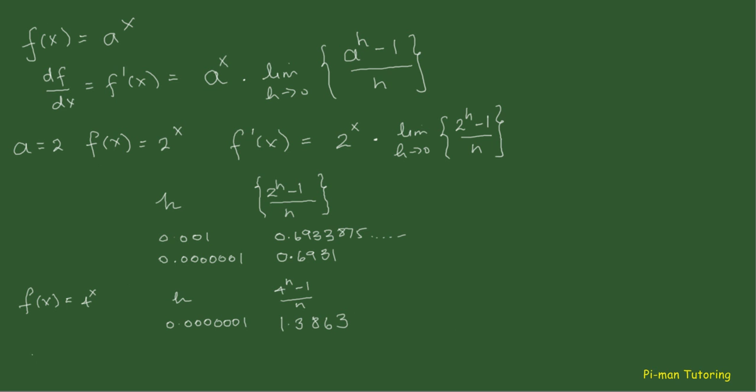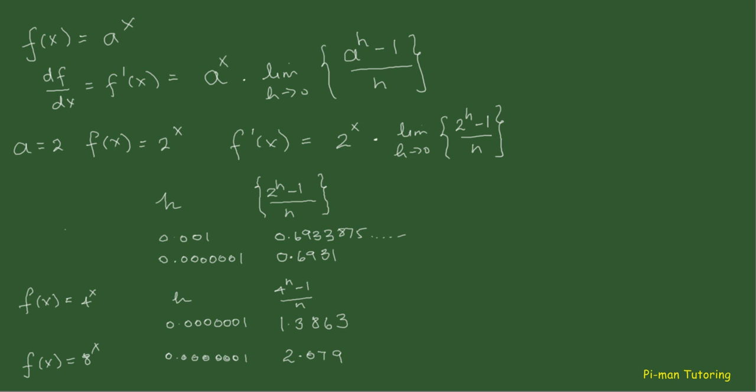Interesting. Let's do another base. Let's say we have f of x is 8 to the power of x. We'll feed in the same value of h. And what do we get this time? Plug it into your calculator, you'll get 2.079. And in both of these cases, if you feed in even smaller values of h, you'll find that the result is very, very close to these numbers.